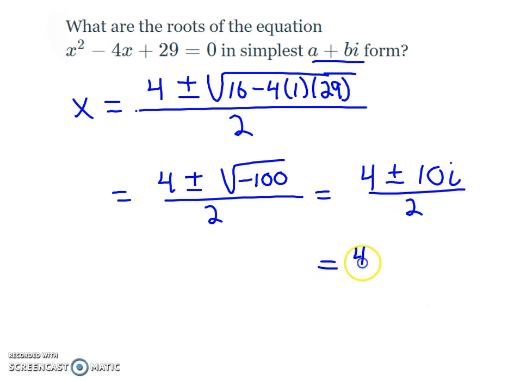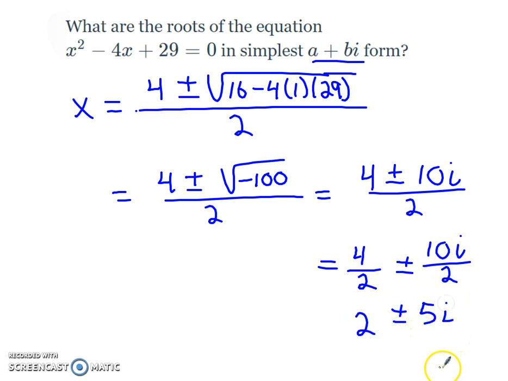We're going to split this up into 2 separate fractions this way. Okay, and then we'll reduce them separately. So 4 over 2 is 2. And the 10 over 2 reduces to 5. So I've got 2 plus or minus 5i. And there's my solution. That's what I type into Delta Math. Okay. Let's look at another one.